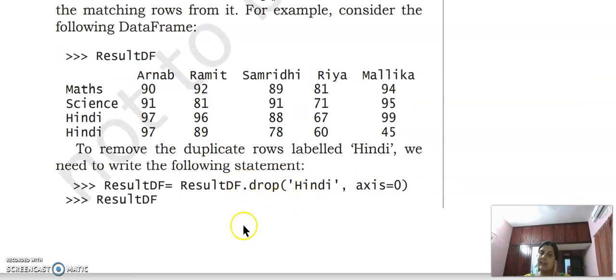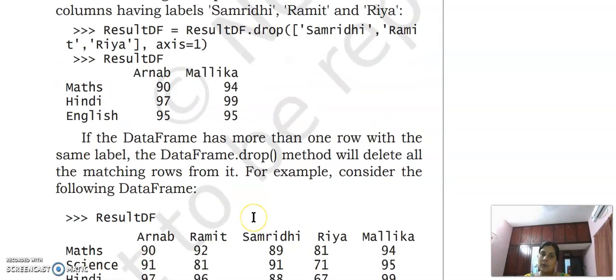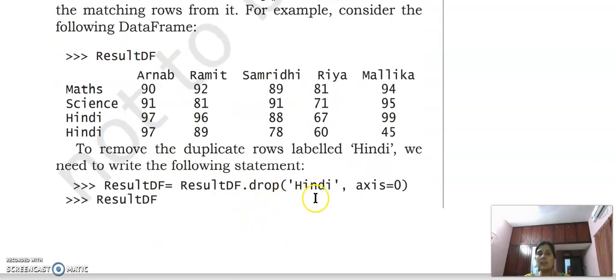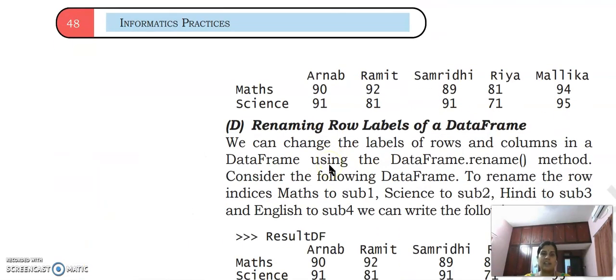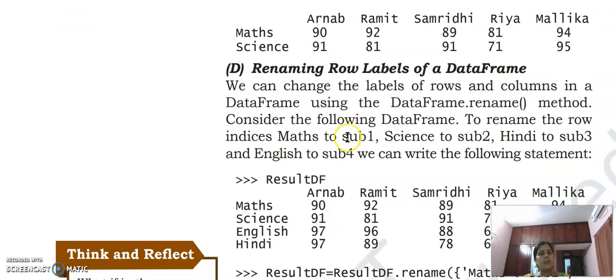We can remove columns and we can remove rows. When we are removing rows, inside the parentheses we give the row name followed by axis. Axis denotes that we are deleting a row. When we are removing a column, inside the parentheses we use a square bracket, and inside the square bracket we give the column index or column name which we want to delete. So that is the deleting of a data frame.